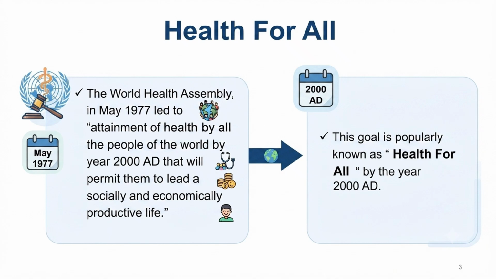This primary healthcare concept came from the Health for All concept. The term Health for All came in the World Health Assembly in May 1977. Health for All means attainment of health by all people living in this world by the year 2000, permitting everyone to lead a socially and economically productive life. So all people residing in this world should be healthy. And from this Health for All concept, the primary healthcare concept came.